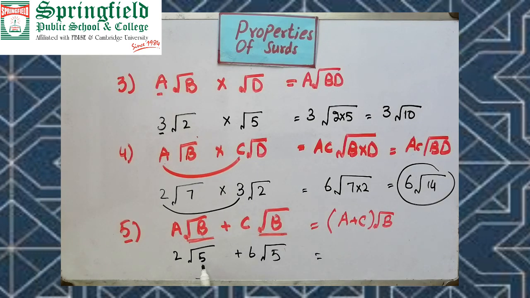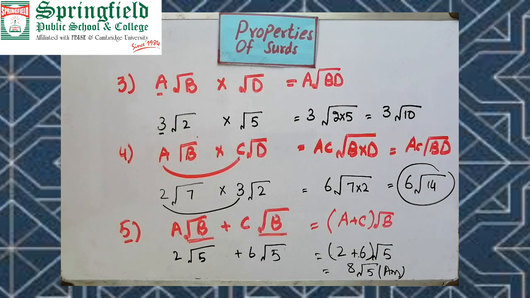So when the third values are same, then we can add and subtract the coefficients of the third. Fine. So 2 plus 6, take the common under root 5. So 2 plus 6, 8 under root 5. This is your final answer.